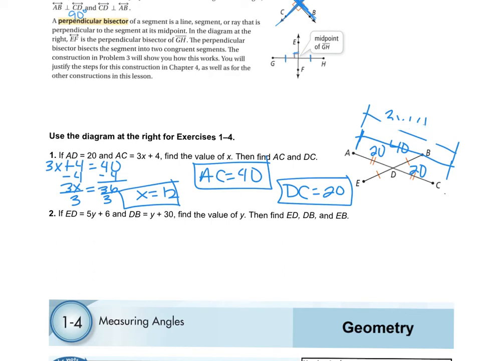Okay, now I'm going to erase so I have room for the next problem. So if ED, I'm going to do this one in red, ED is just this little piece right here. If this is 5y plus 6, and then DB right here is y plus 30, find the value of y.